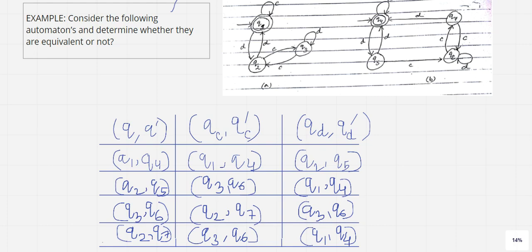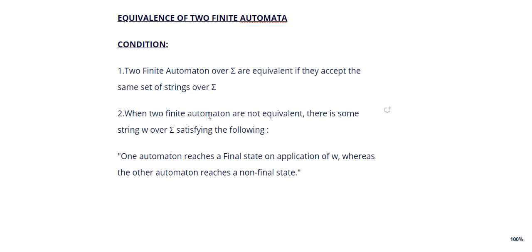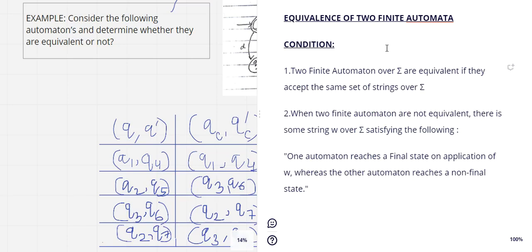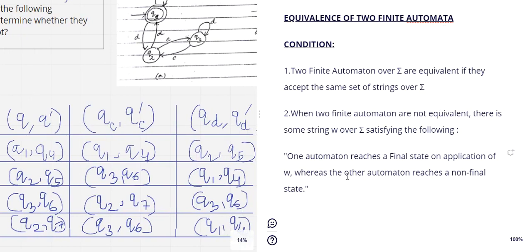Based on two important things you have to keep in mind, the equivalence of two automata is dependent on these two conditions. First, we have to check whether the machines have the same set of strings or not. If not, then directly stop there and you can say that both the machines are not equivalent to each other. That is the first criterion. Second, we have to do this table process until we reach a scenario where a pair has a final, non-final or a non-final, final combination. If you find such a scenario, then you have to stop there and say that both the machines are not equivalent.